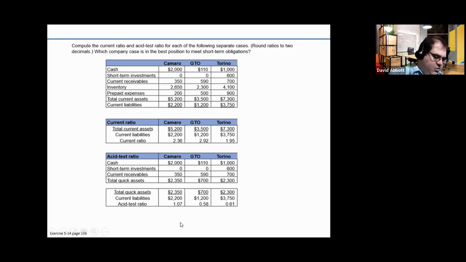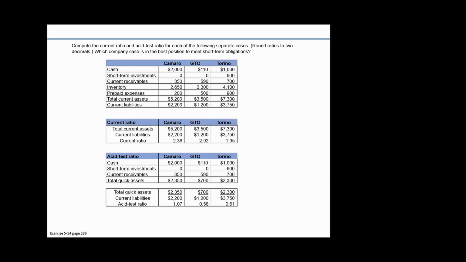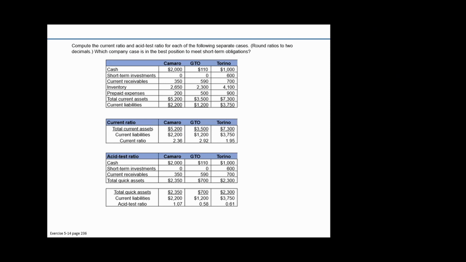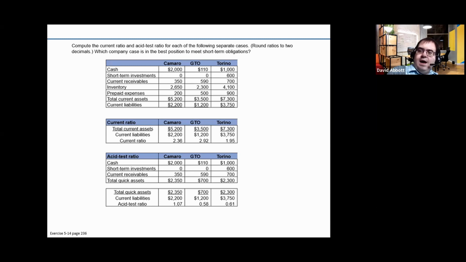So now the question they ask is, which company's case is in the best position to meet their short-term obligations? Would any of you like to take a stab at that? Would it be Camaro? Absolutely. Yeah, it would be Camaro. Why would it be Camaro? Their acid test ratio was higher. The acid test ratio is higher, yeah.